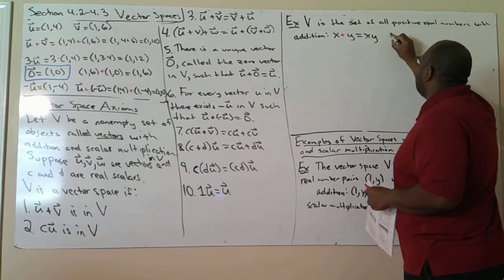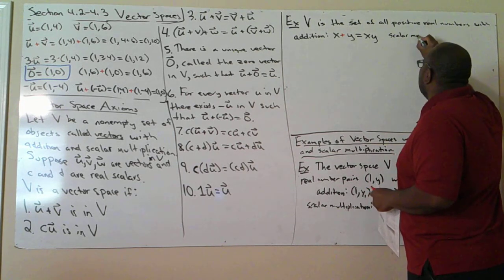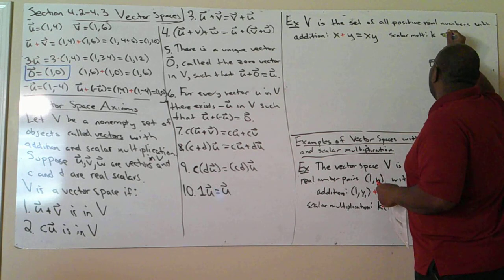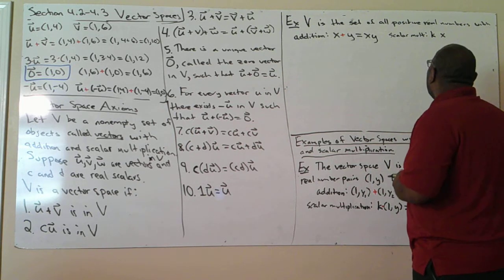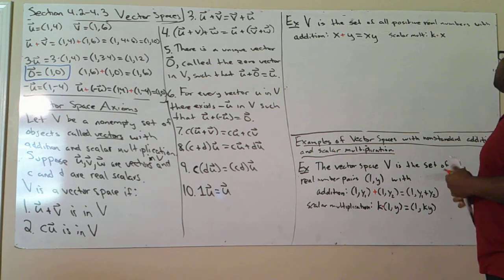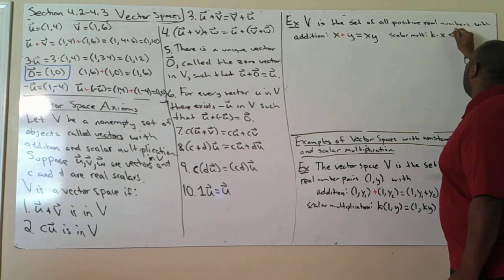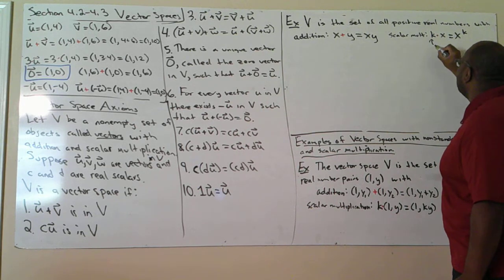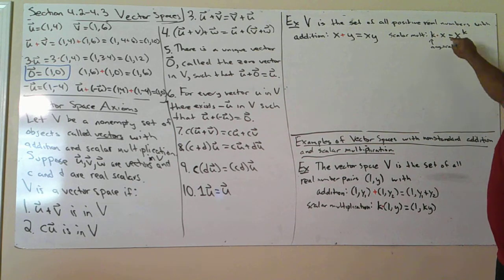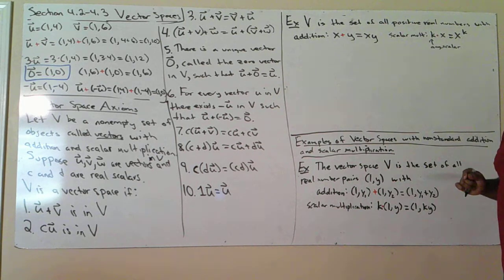And scalar multiplication, we have k times x. K times x is equal to x raised to the power k. Now k is any scalar. So k can be positive, negative, or 0. But x itself is only a positive number, right?